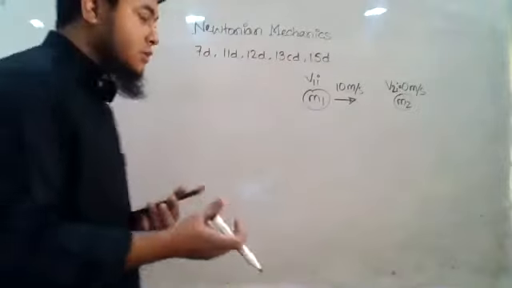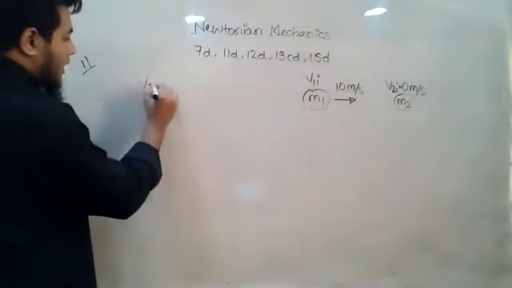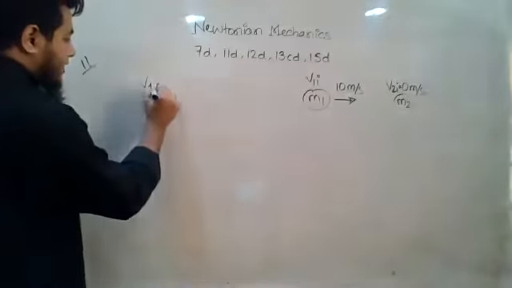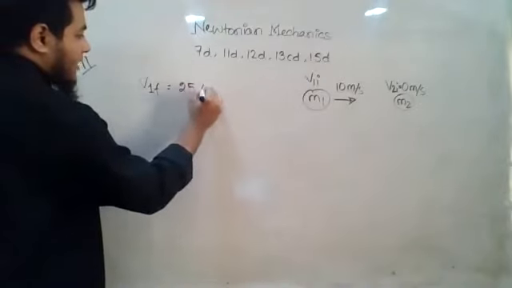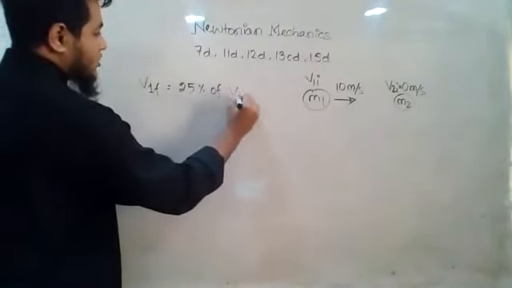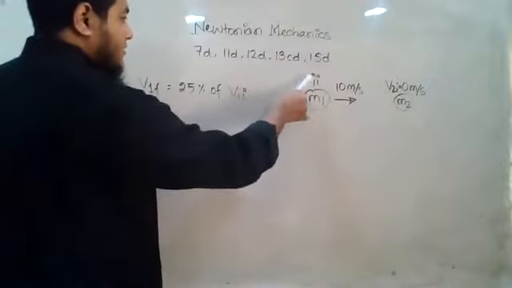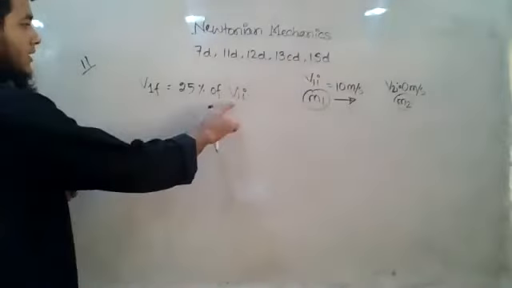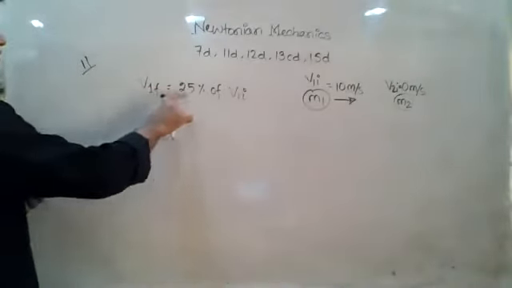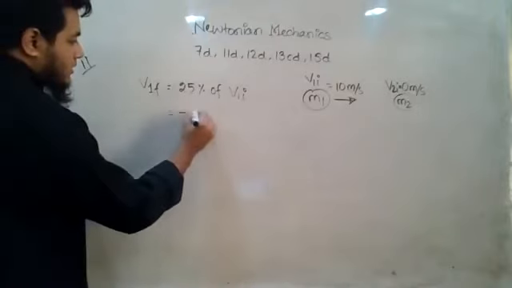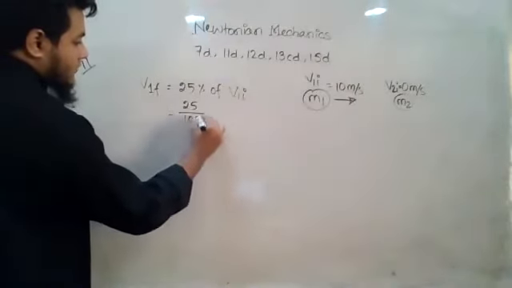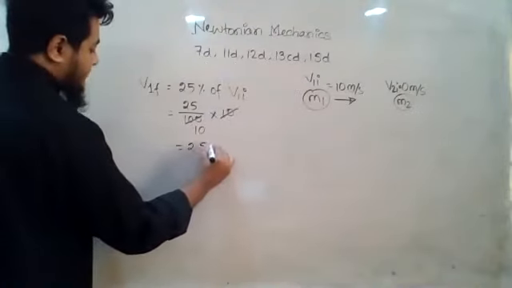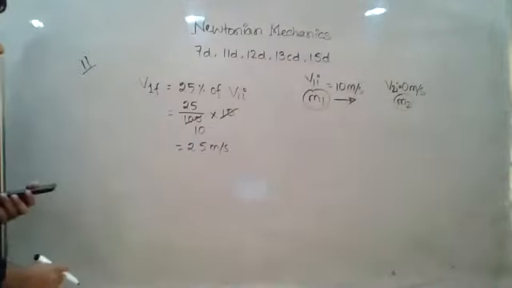This is common sense. So V1 for the first body, the first body final velocity, that will be 25% of its initial velocity. Whatever the initial velocity was, it is equal to 10 meter per second. And now the final velocity is 25% of that. So I can actually calculate it from here, 25 divided by 100 into 10. So it will be 2.5 meter per second.